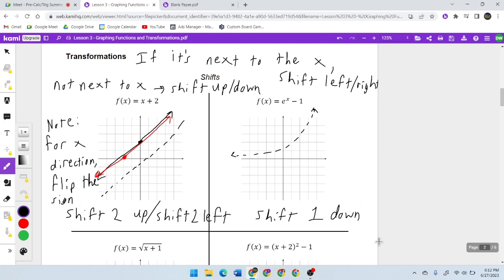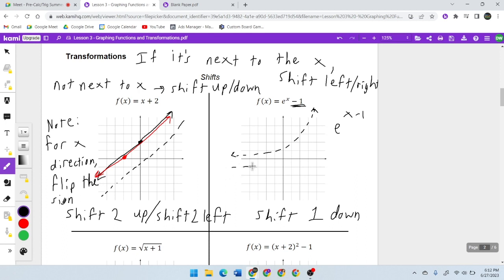And why down? Why the y direction and not the x direction? Because the minus 1 here is not connected to the x. In other words, if I had e to the x minus 1, then you would shift 1 to the right, again, because it's the opposite of negative. And that's when you have a shift to the right. But this is minus 1, not in the exponent, so it's a shift 1 down.